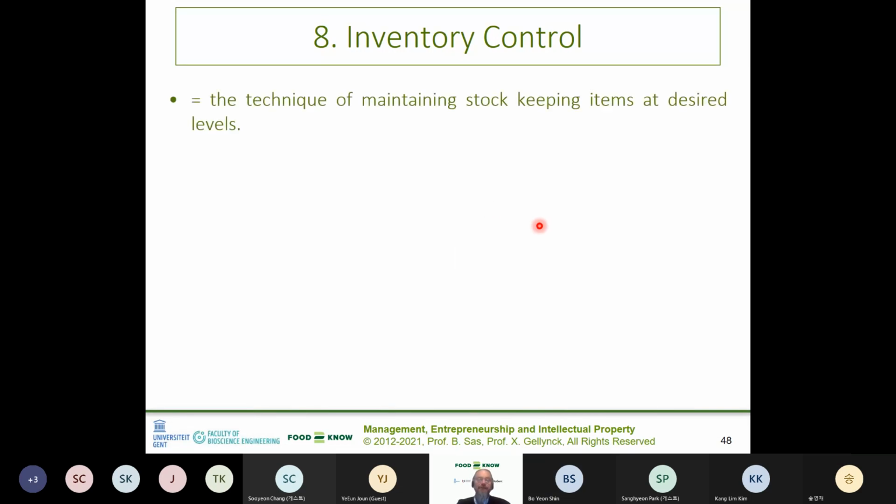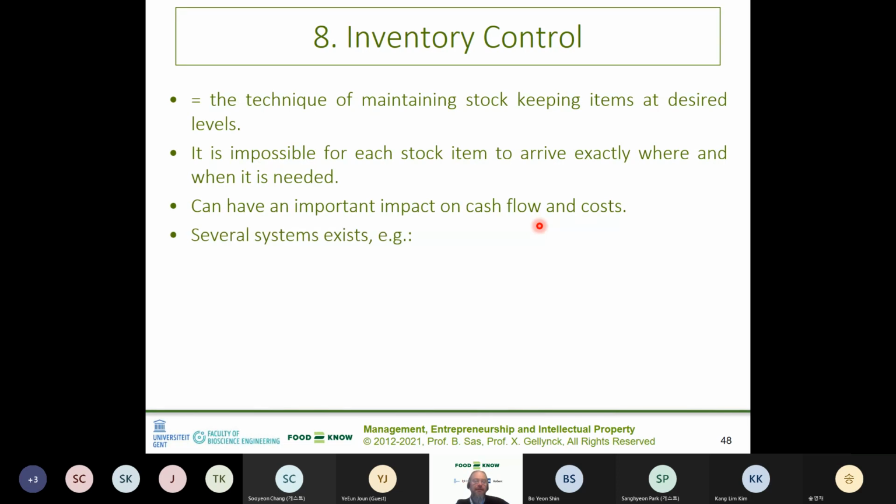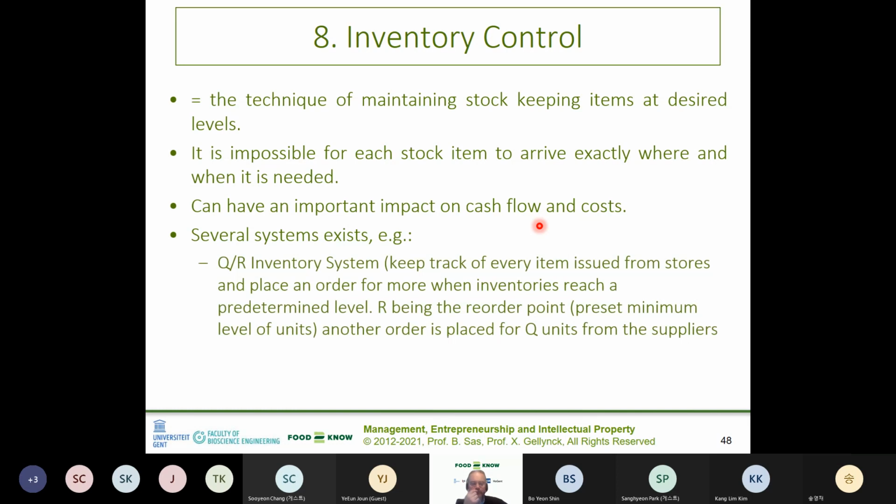So inventory control is the technique of maintaining stock at the desired level. We discussed these things. It's important for each stock item to be ready when it's needed at the production lines. Now, depending on how much you keep in stock, both of raw materials and finished goods, has a significant impact on your cash flow and on the costs. And you have several systems for how to control your inventory. It can be a QR inventory system.